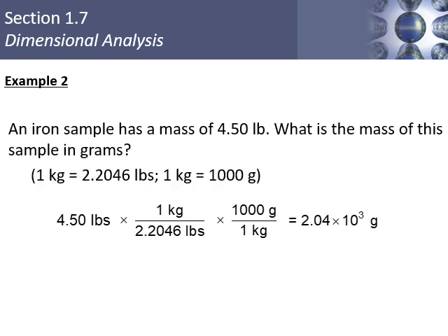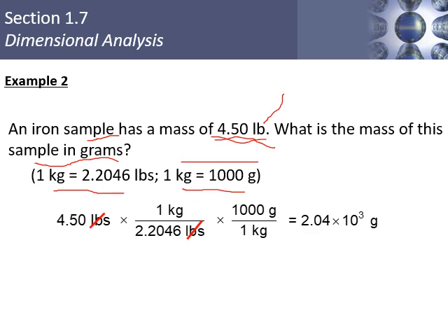Next slide. Here's another one that I'm going to let you do on your own for the sake of time. An iron sample has a mass of 4.50 pounds, and we have our conversion factor here, written both ways, 1 kilogram is roughly 2.2 pounds. First, we convert from pounds to kilograms, because that's the conversion factor we have. You could write it differently and do it all in one step. Then, once you get it to kilograms, since they want the answer in grams, you do a second conversion from kilograms to grams.